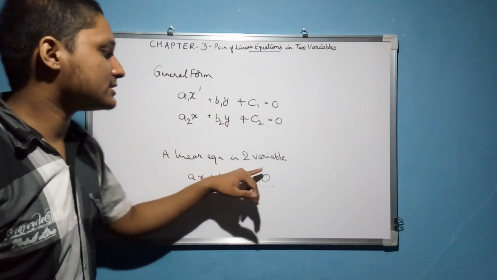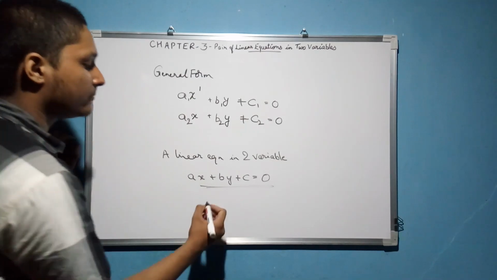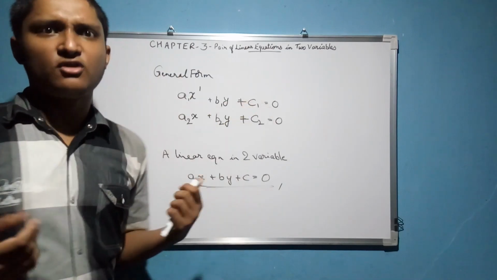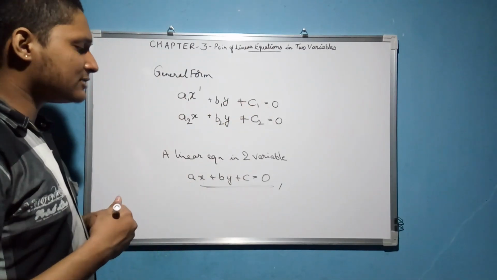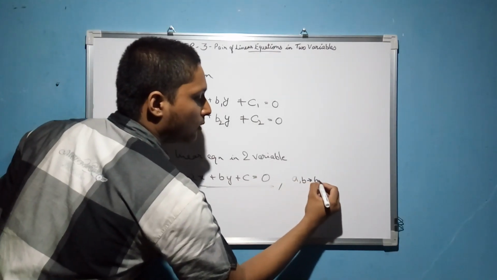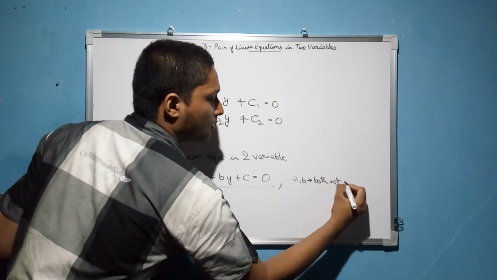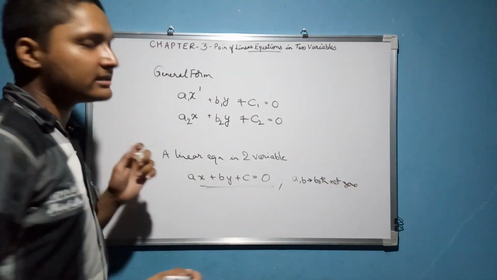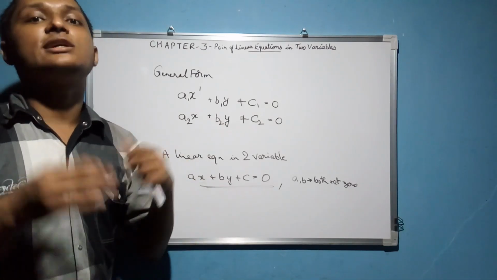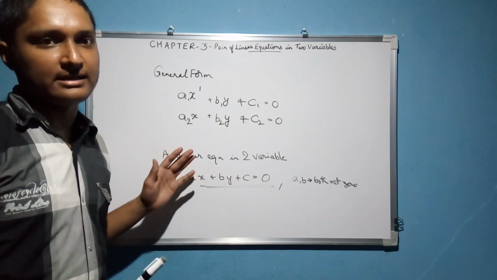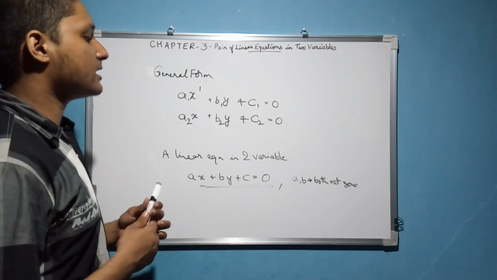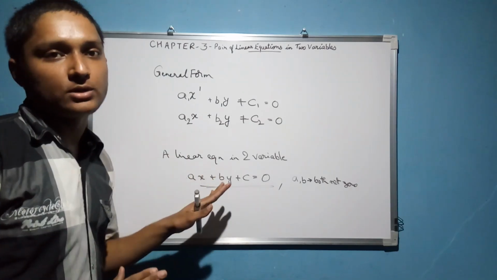So now you have a linear equation in two variables. There should be some condition. It cannot be that I simply put any number for a, b, c. You can tell that a and b are both not 0. That means the case should not be a is equal to 0 and b is equal to 0 together. a can be 0 in one case and b can be 0 in some other case when a is not equal to 0, but both a and b cannot be equal to 0.